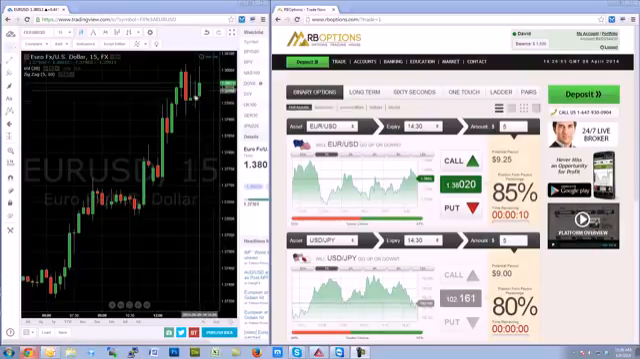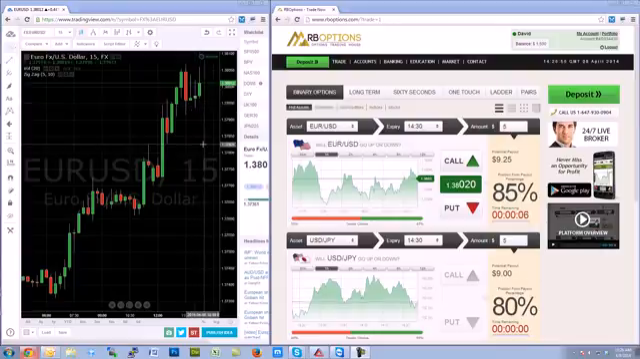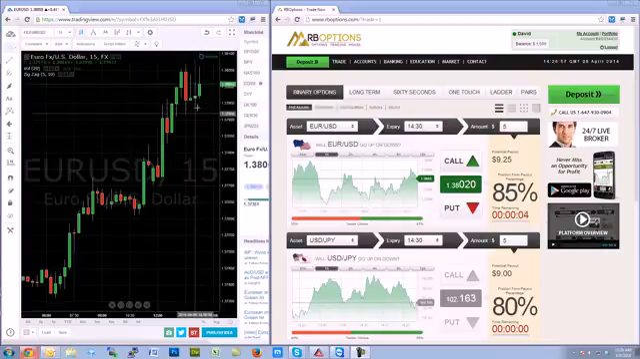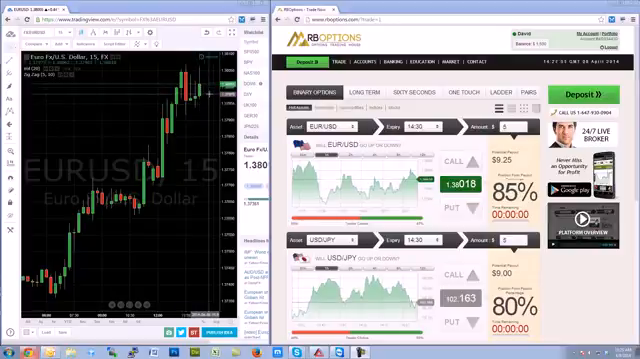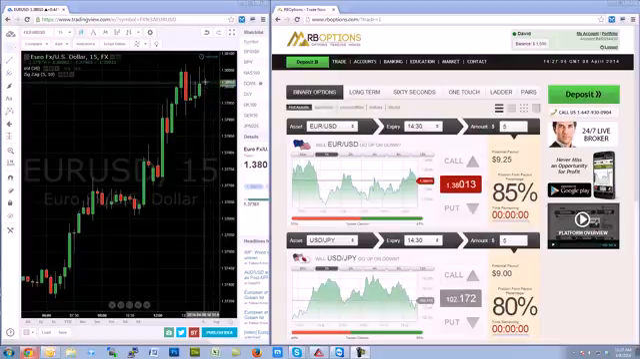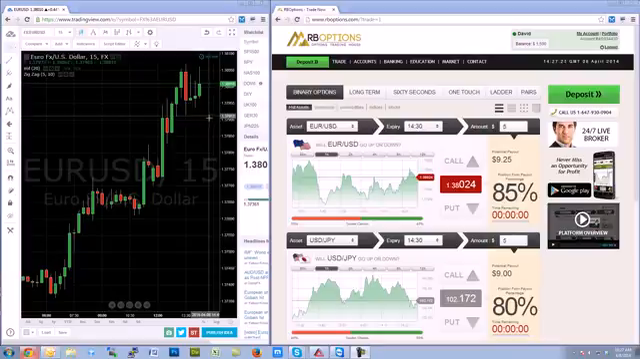And with this, if you notice, right after this red candle, we've had two green candles, which means price has been going back up. And this third green candle, which is our current candle, which is still happening right now, is going up as well. So if this third candle ends green, I'm going to be looking to take a put on this next candle, because I believe the next 15-minute candle will end red.